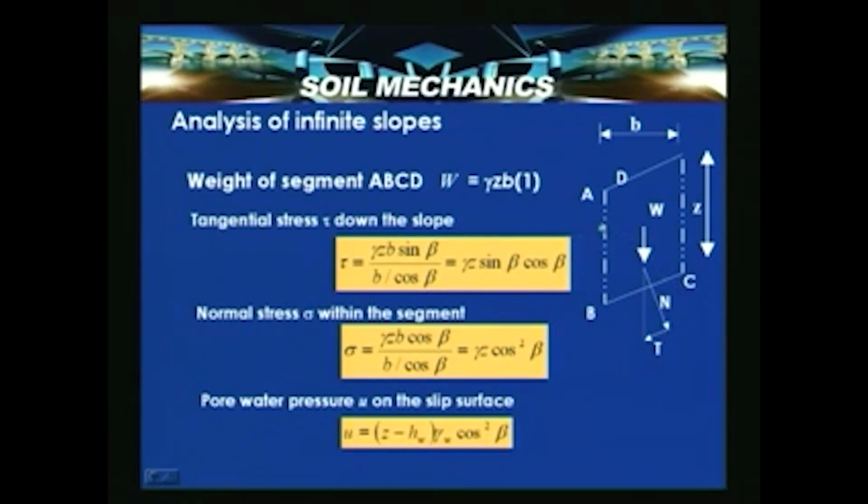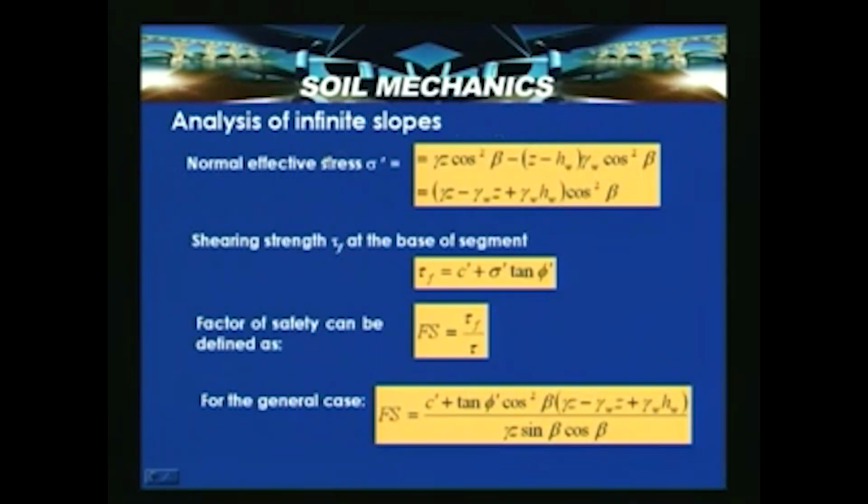Now the pore water pressure U on the slip surface, along this surface. This portion is HW and Z is the depth. So, the pore water pressure U on the slip surface is given by Z minus HW into gamma W cos square beta.